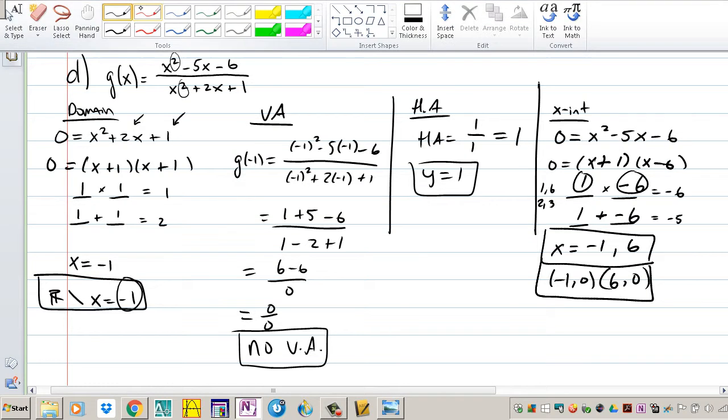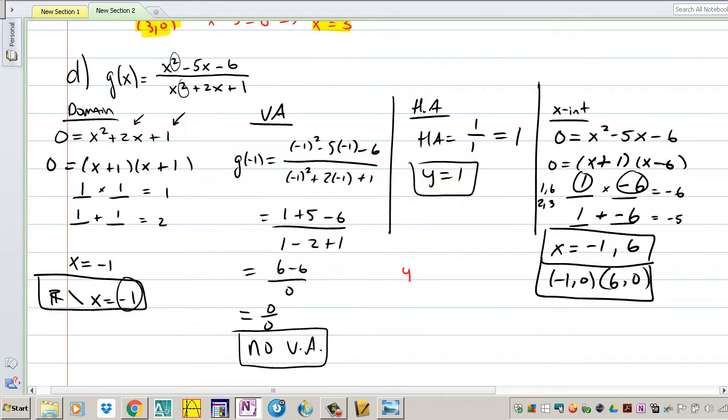For the y-intercept, I'm going to do this in red. For the y-intercept, we set x equal to 0. So g of 0 is equal to 0 minus 0. I'm plugging 0 for every x, and it's just 0 minus 6 all over 0 plus 1, and that is -6 over 1, which is -6. So my y-intercept is (0, -6).